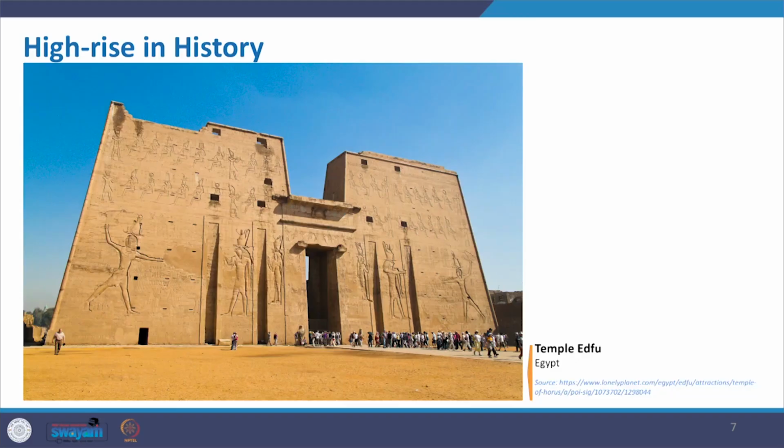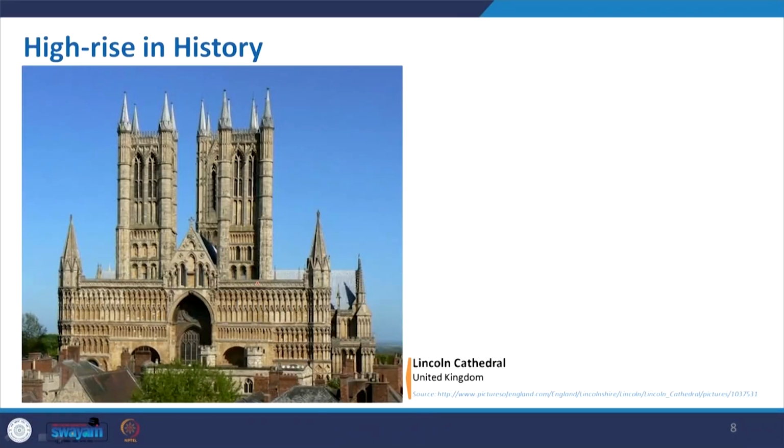Normally if you go through the Egyptian architecture, you find such monumental structures made of stone. In this case this is the temple of Edfu. Here also you can get the scale; this is also considered to be high rise. And then there is the Lincoln Cathedral in the United Kingdom. Here also you can see the height of the building. At that time they made it so that it could be viewed from a long distance, and it would be an iconic building of the city, making the image of the city.